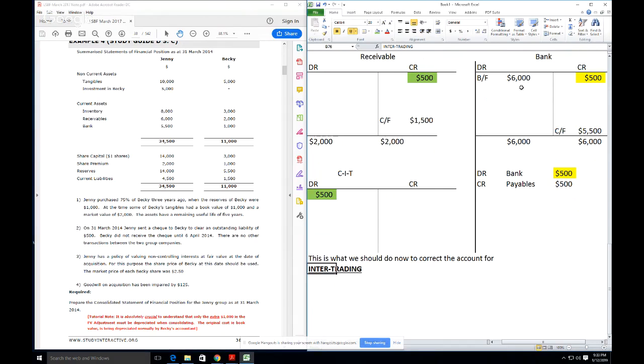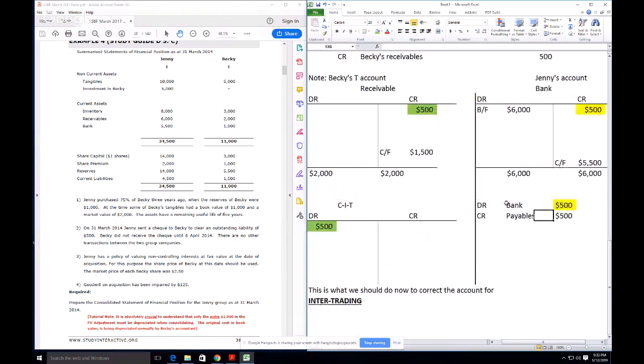Now, what I was trying to explain, because this will definitely come up in the exams: if you understand the T account way, it makes everything easy. When Jenny was paying the money, sorry, this is credit bank, debit payables. In paying the money, there's a credit to your bank, reducing the asset in the bank, and you debit the payables. That was what Jenny did.